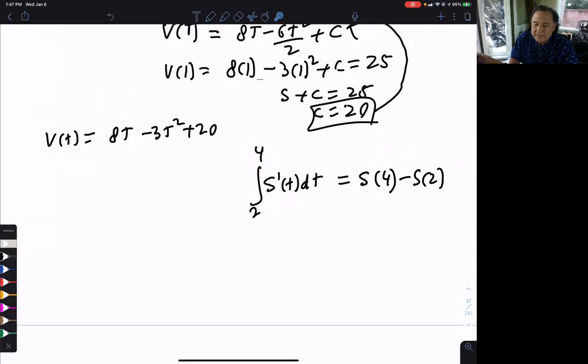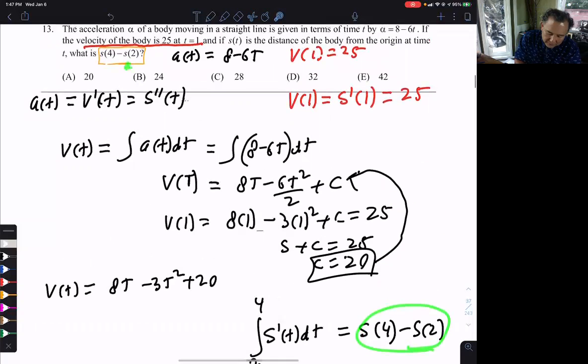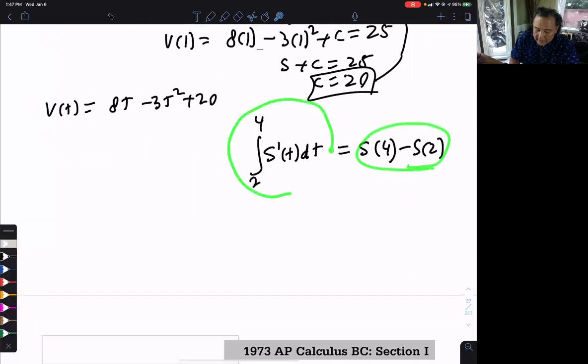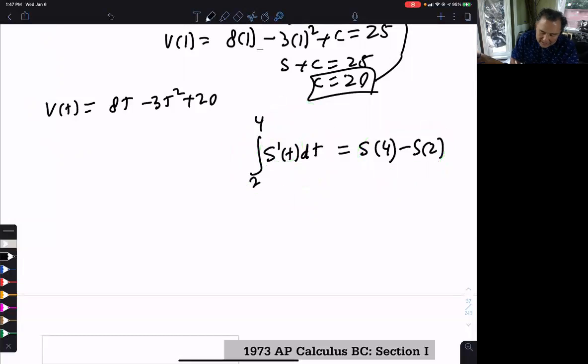So again, back to the fundamental theorem to make the big connection. If you integrate S prime, it gives you the change in S. The final S minus the initial S is the change in S. But this is what we're trying to find. Look, it's asking for S of 4 minus S of 2. So I just have to find that. But what's S prime? The derivative of position is velocity. So what it's really asking for is the integral of velocity.